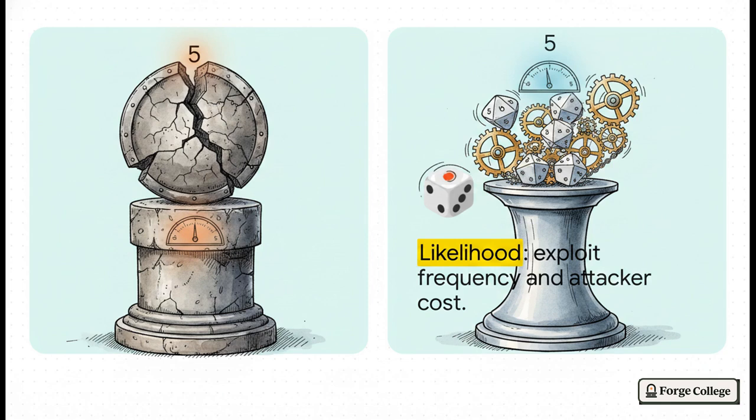Then, on the right side, we balance that against likelihood. So if we ran the simulation and it succeeded 3 out of 3 times with a dirt cheap attacker cost, bam, that's a 5 for likelihood. The exploit is trivially easy.